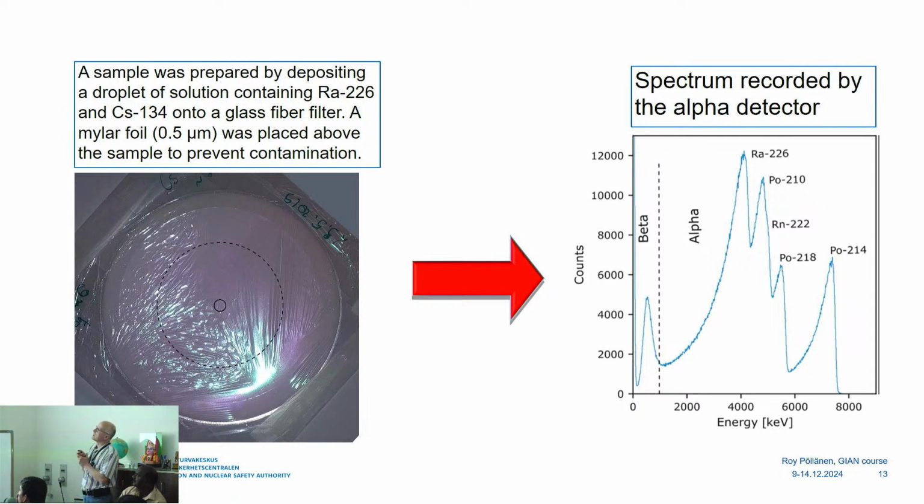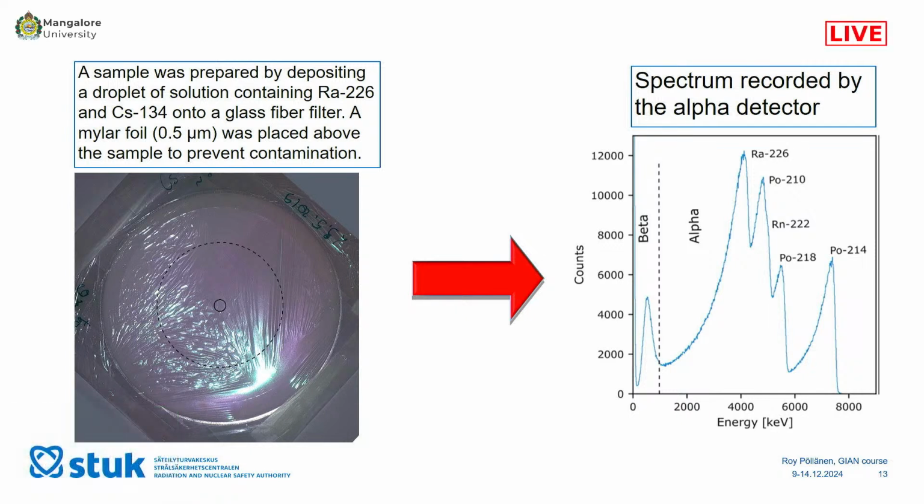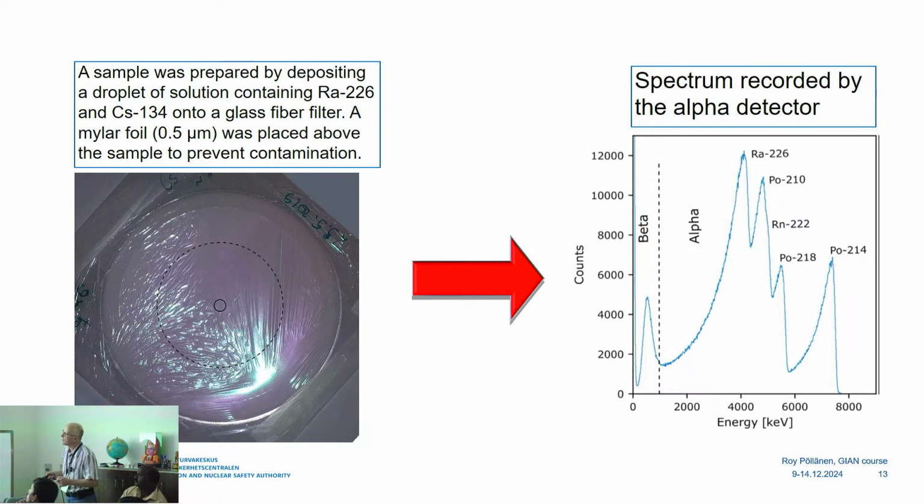So what happened here? I didn't do this, but my colleagues did. A sample was prepared by depositing a droplet of solution containing radium-226 and cesium-134 onto a glass fiber filter. And then a Mylar foil, a very thin one, was placed above the sample to prevent contamination, especially for the alpha detector. And this is the spectrum recorded by the alpha detector.